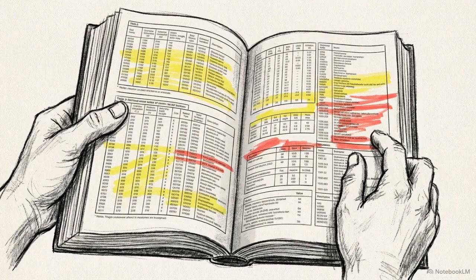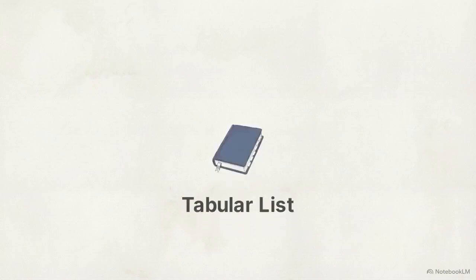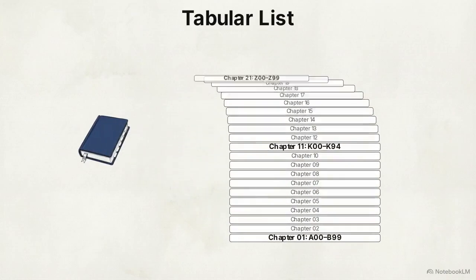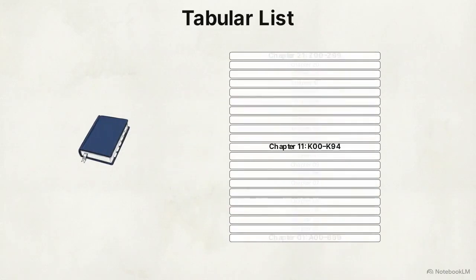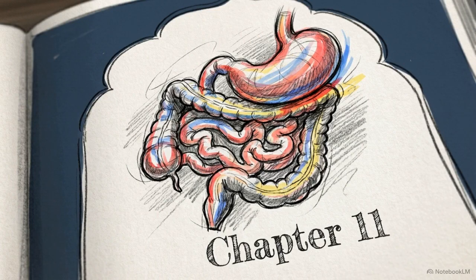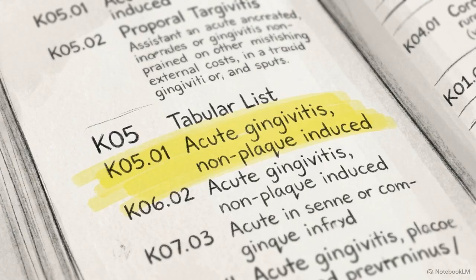To do this, we use the tabular list. The tabular list is the chronological, alphanumerically ordered list of codes divided into chapters. We will navigate to Chapter 11, which contains diseases of the digestive system. This displays the tabular list layout. We isolate category K05 and verify that the definition for K05.01 matches our preliminary code, acute gingivitis, non-plaque-induced.